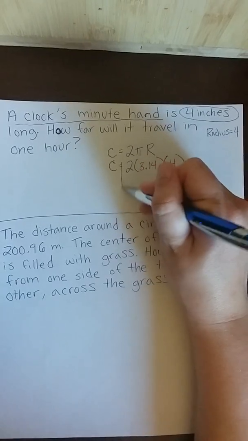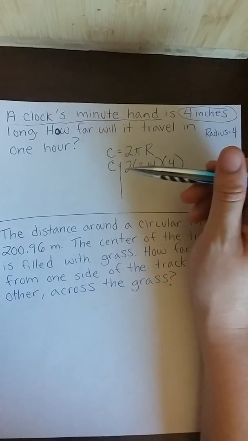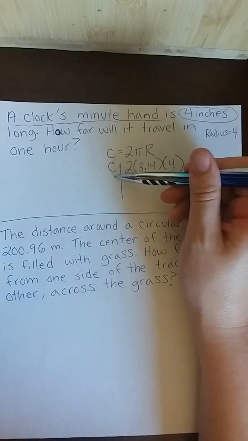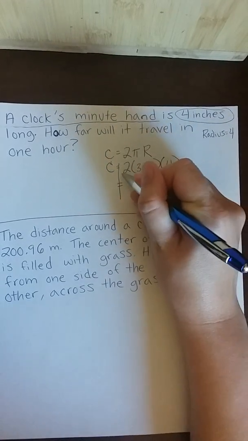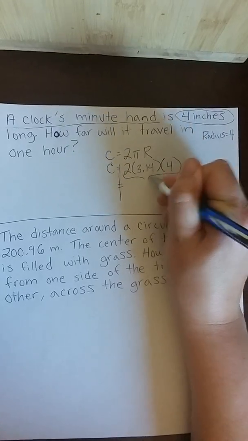So now to solve this, when I look at it, all of my numbers are on one side and my variable is alone on the other side. Since all of these numbers are on the same side of the equation, I can just multiply them.